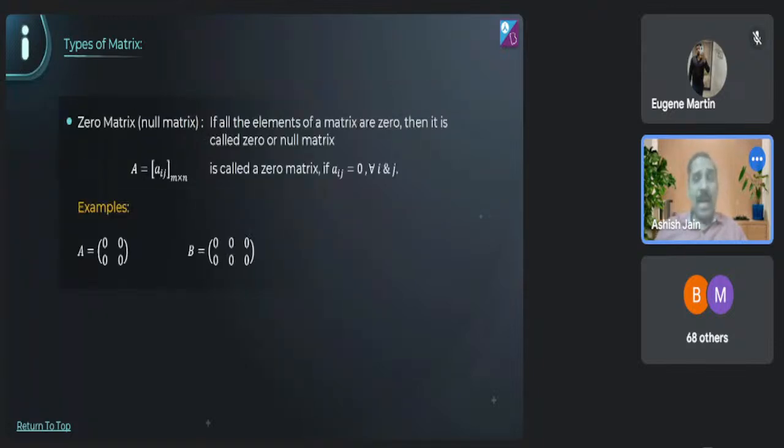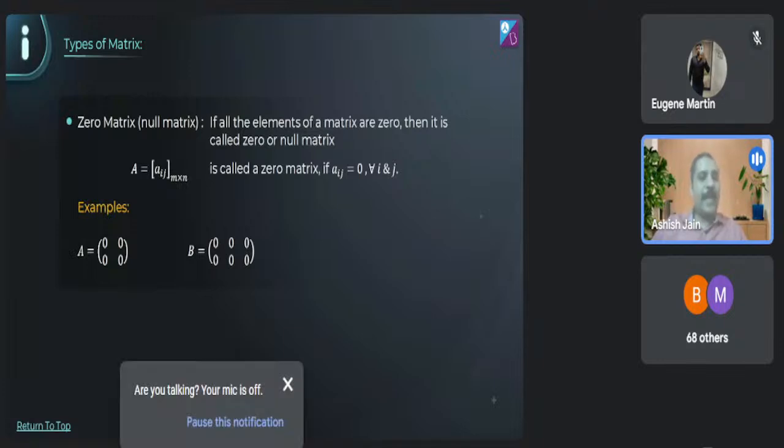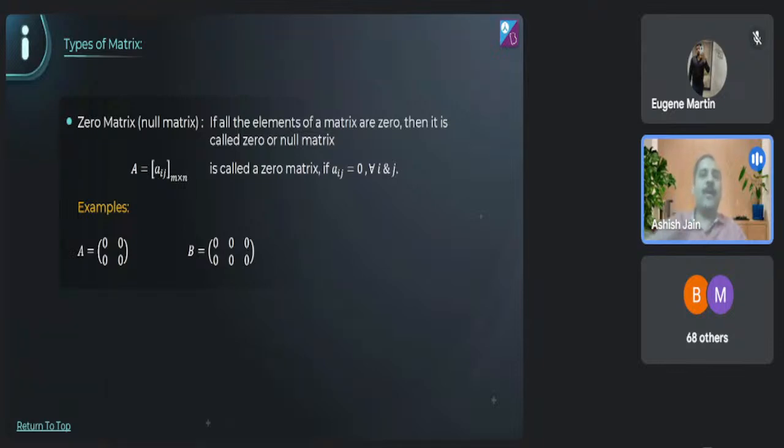Then another type is a zero matrix or a null matrix. If all the elements of a matrix are zero, then it is called a zero matrix or a null matrix, right? We know that we can represent the element of a matrix by a notation. Capital A is equal to A of ij. Here the value of A of ij is equal to 0, no matter what the value of i and j is. That means for all values of i and j, the value of A of ij is equal to 0. Such a matrix in which all the values are 0 is called a null matrix or zero matrix. Clear?